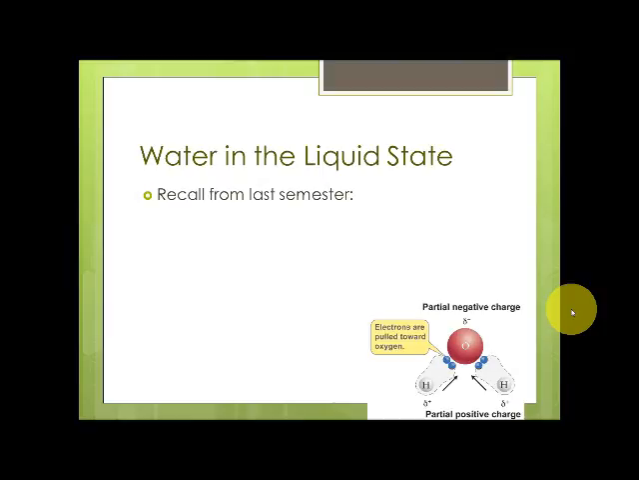This chapter is all about chapter 15, and that's water. So let's start off by talking about the liquid state of water.